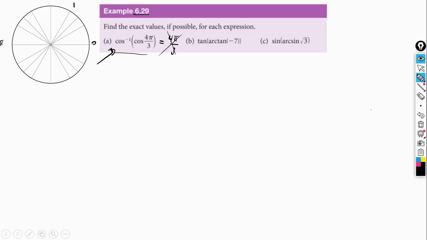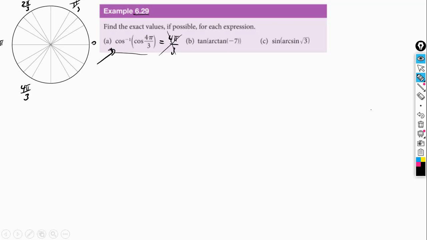Notice that this is pi thirds right here. This here would be 2 pi thirds, 3 pi thirds, which is pi, and then 4 pi thirds would be here. So this is out of the range. Now, does that mean that this has not a solution? No, it does have a solution. What we have to find is the equivalent for cosine at 4 pi thirds, right? Cosine of 4 pi thirds is equivalent to cosine of what?